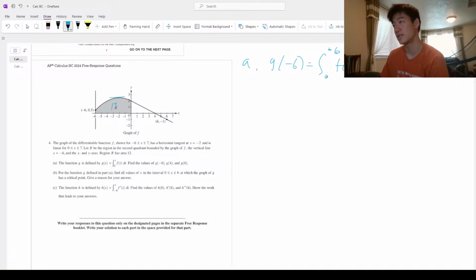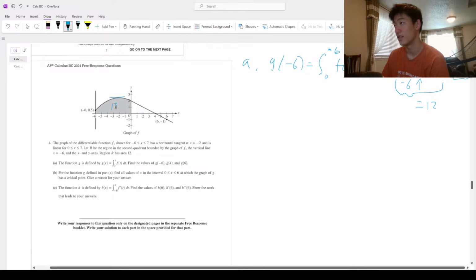This is from a greater number to a lesser number, so we can flip the bounds. This is equal to negative of the integral from 0 to 6 of f of t dt. And we already know that this part here equals 12. So that means this whole thing equals -12. We're taking this area, but we're going from 0 to -6, so we have to flip the sign.